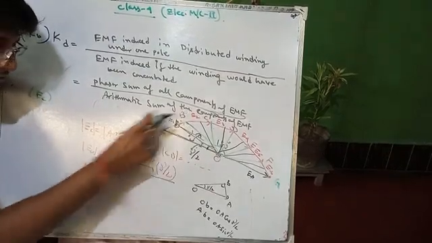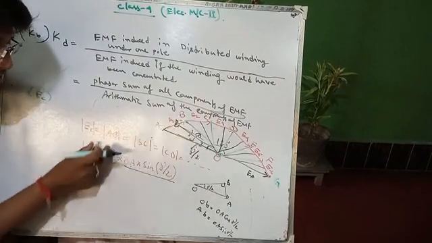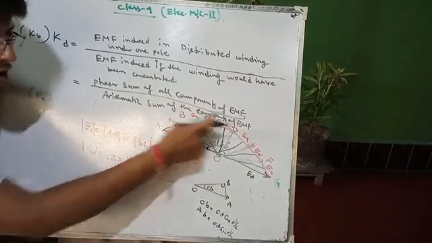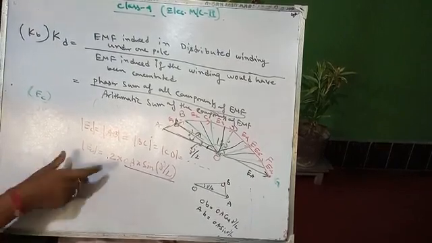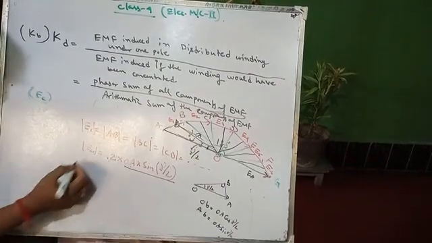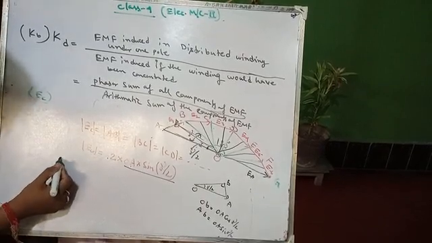So what is the magnitude of EC? 2 into OA sin gamma by 2. Similarly AB equals this one, BC equals this one, CD equals this one. All of the magnitudes are equal to 2 into OA sin gamma by 2. So this is the phasor sum of components of EMF.